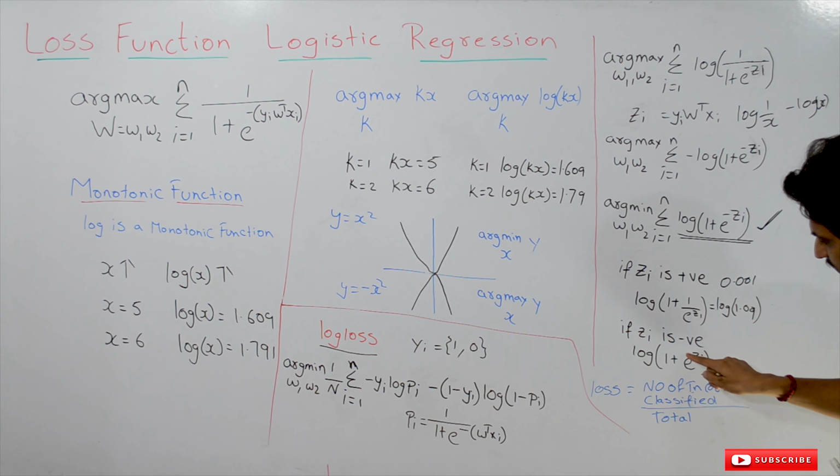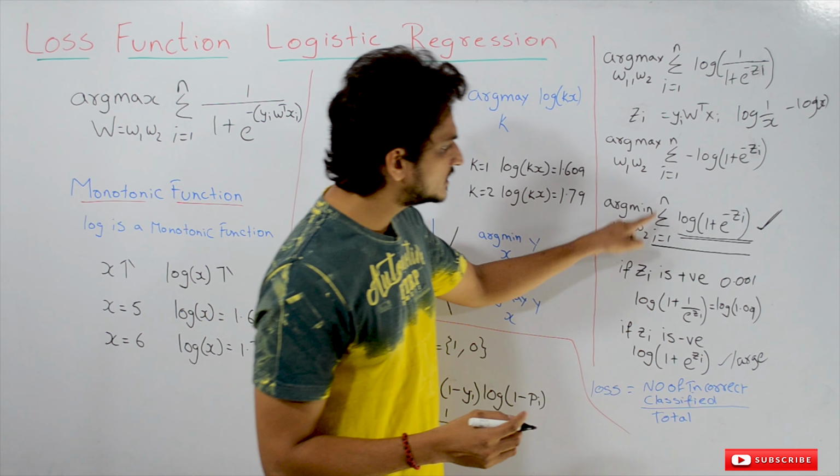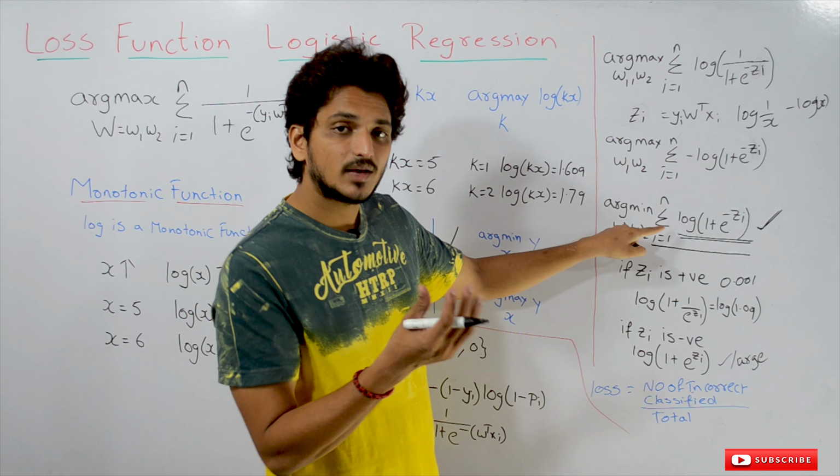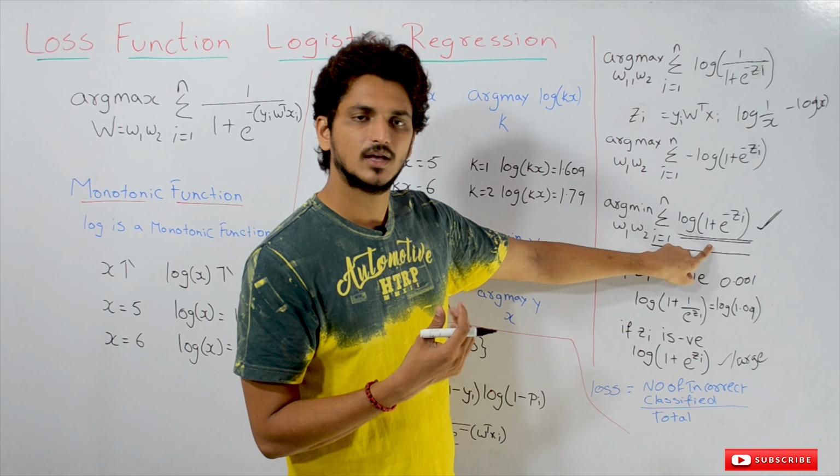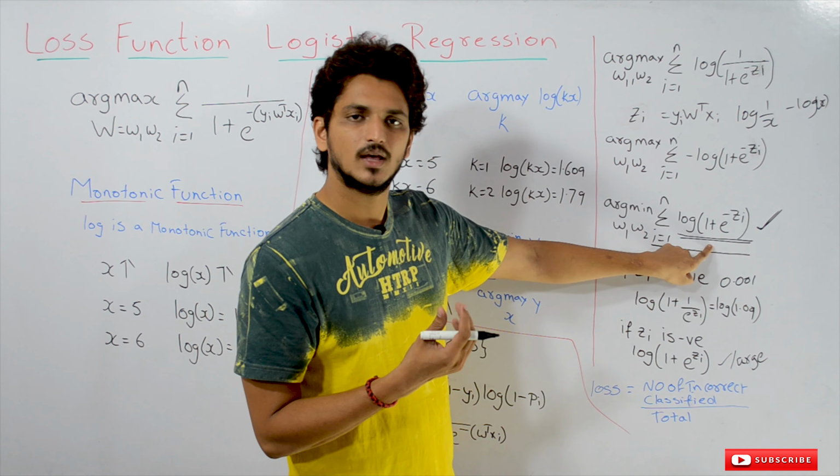So what is this total equation? Sigma i equal to 1 to n means take point by point, take all the points, take the first point, and calculate this. If it is correctly classified, this value will be very small. If it is incorrectly classified, this value will be large. We are doing a summation of all these values. When this summation value is minimum, it means there is a smaller number of incorrectly classified points.